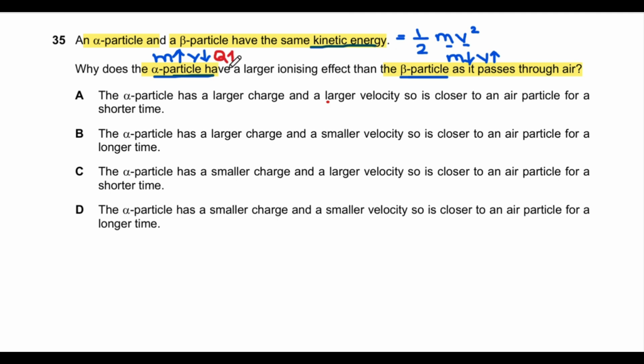Talking about the charge, the alpha particle has the greater charge and the beta particle has the lesser charge because they have less mass.